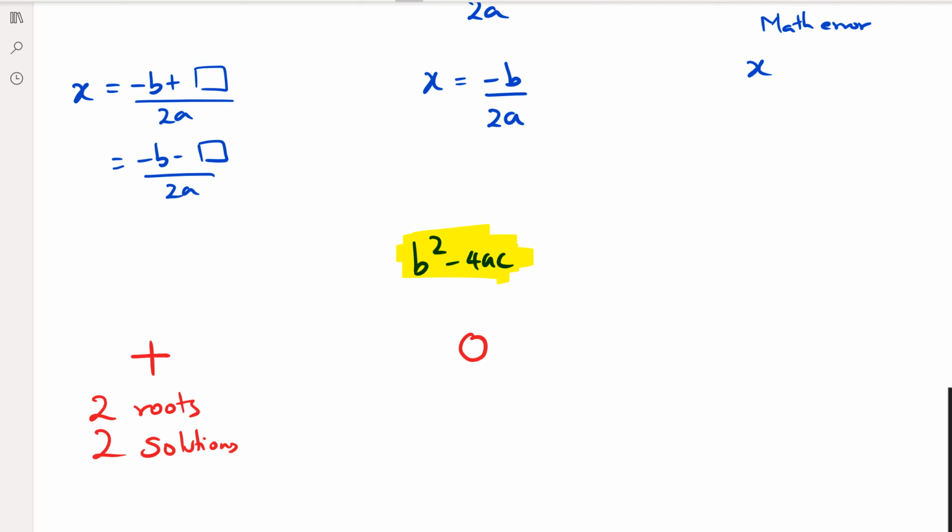If the discriminant is 0, then you get one root or one solution. And if the discriminant is a negative number, then you have no roots or no solutions.